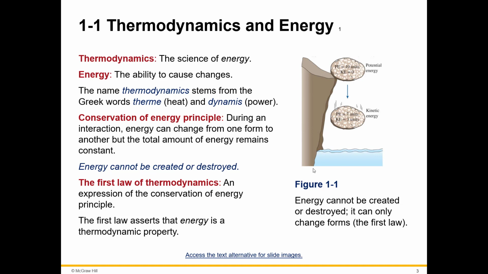So you see over here on the right, it has an example where you've got potential energy, which is denoted by PE. Anytime you see PE, it's going to be potential energy. Okay, and then you have KE, which is kinetic energy. Anytime you see KE, it's going to be kinetic energy.